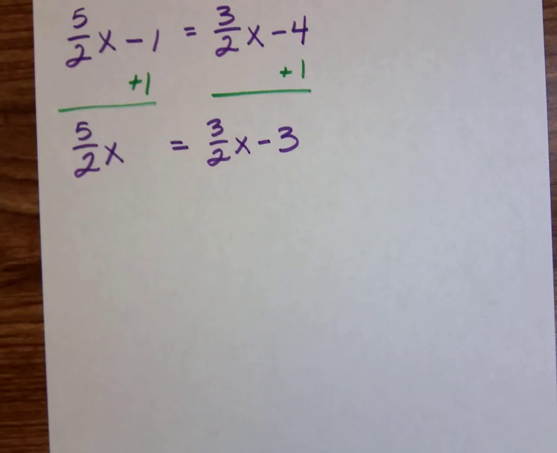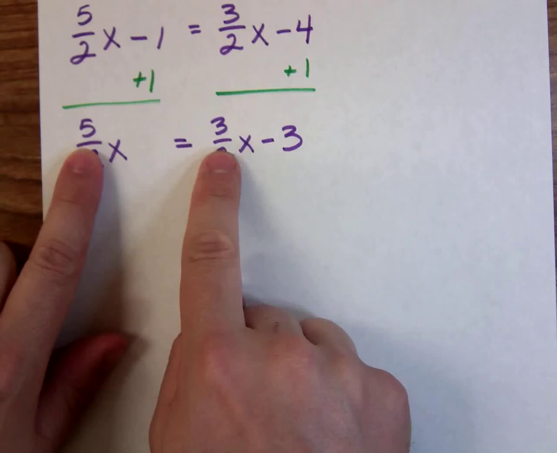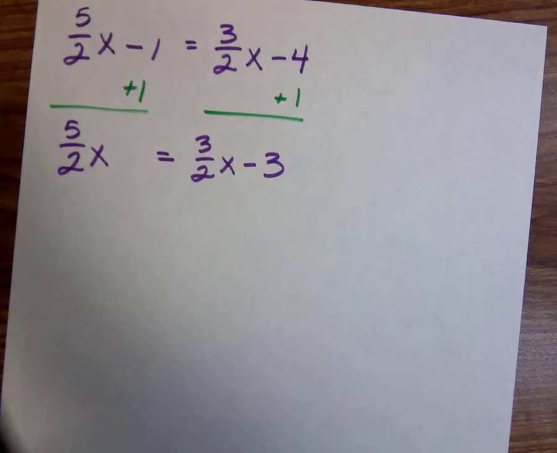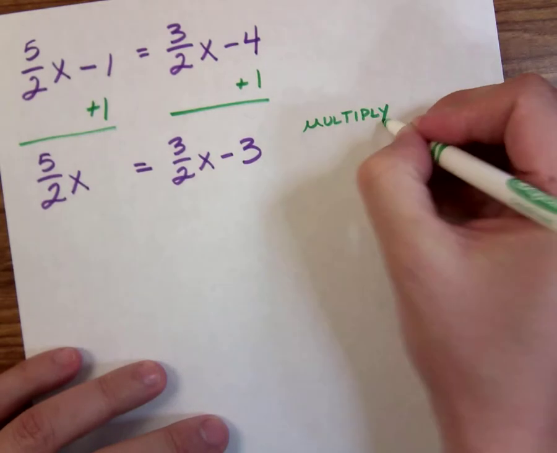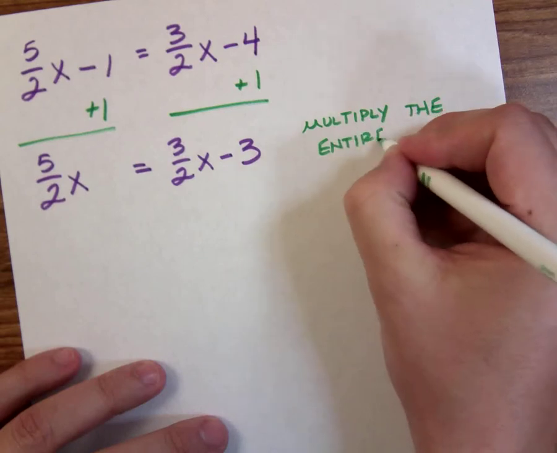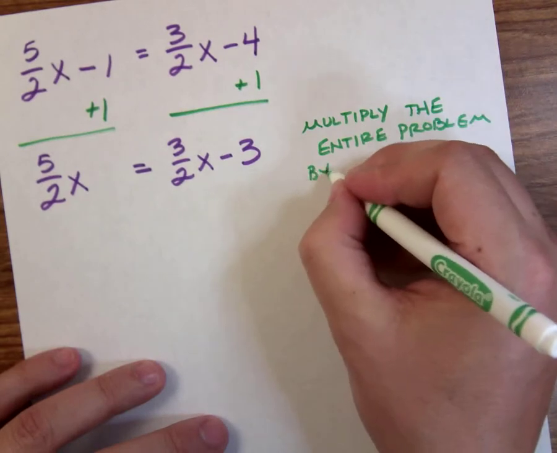So you might be thinking, boy, this problem sure would be way nicer if it was not fractions. If these fractions were gone, that'd be a 5x. The next one would be a 3x. Man, I sure would like to just do that problem instead. I've got good news for you. You can just do that problem instead, if you multiply the entire problem by the lowest common denominator.